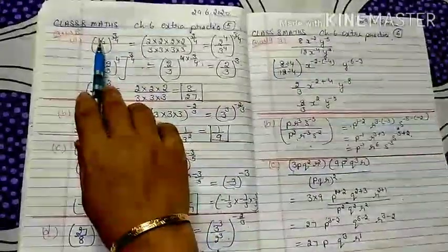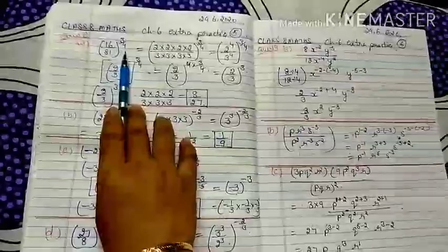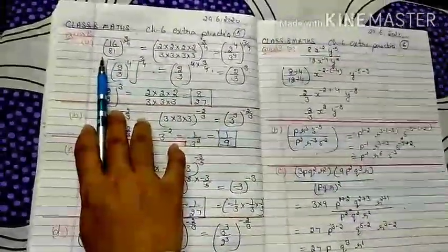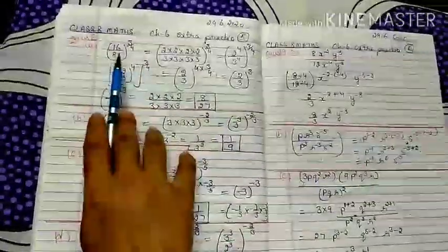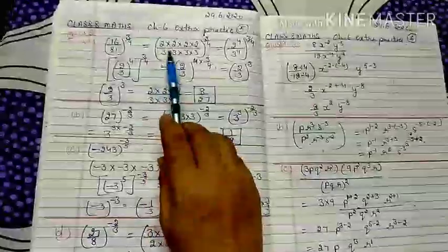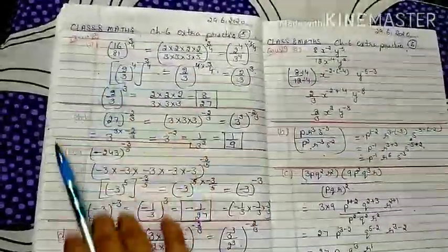First you have to open 16. We will check because the fractional power is 4. So first, before opening inside the terms, we will think about which term multiplied 4 times gives me 16 and which term multiplied 4 times gives me 81. So that is 2 and 3. When 2 is multiplied 4 times it gives me 16, and 3 multiplied 4 times gives me 81.